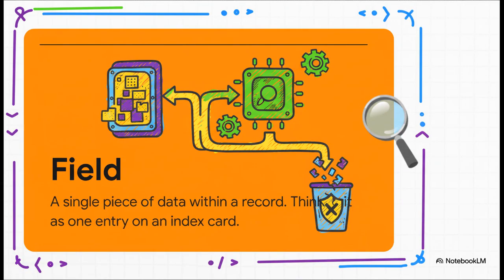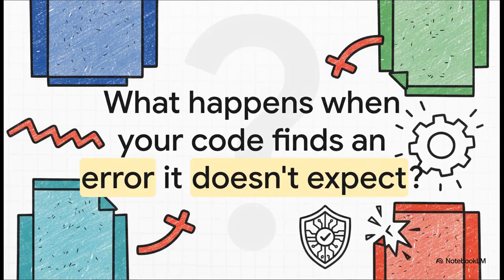And sticking with that index card analogy, if the whole card is a record, then each little piece of info on it, like the customer's name or their age or their city, that's called a field. So a record is just made up of a bunch of fields. Simple as that.